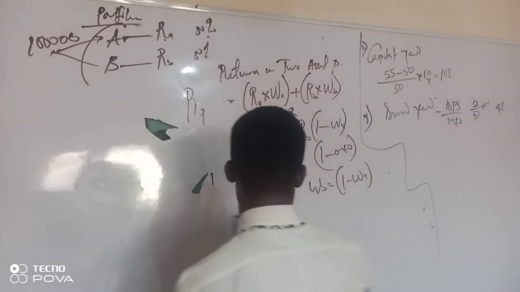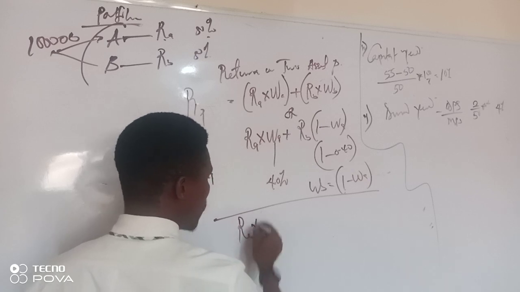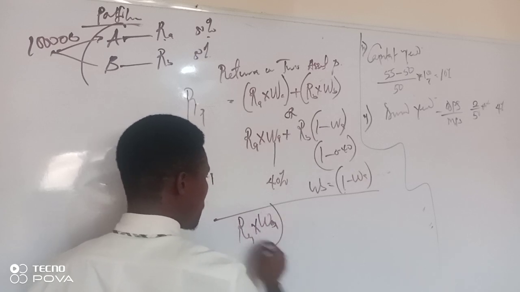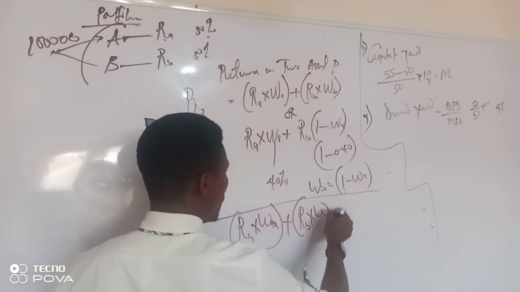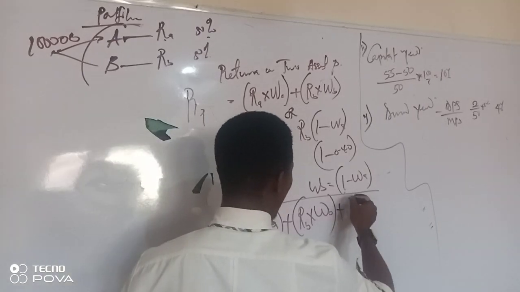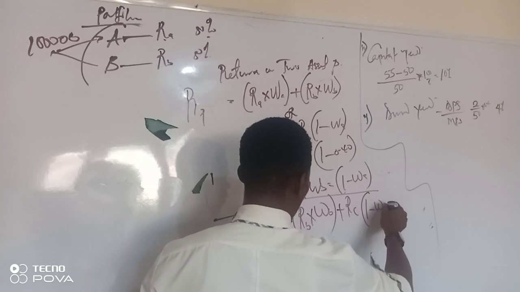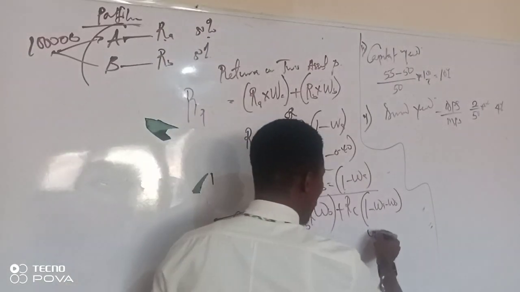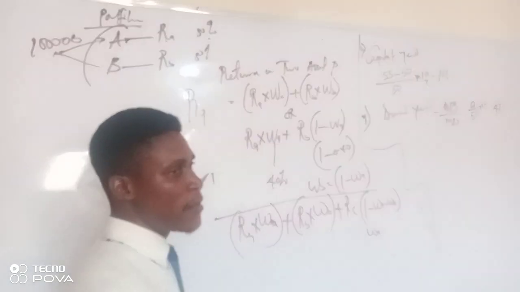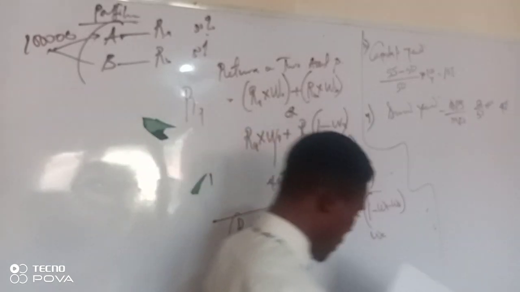If you have a 3 asset portfolio, it is return on A times weight of A, plus return of B times weight of B, then plus return on C into bracket 1 minus weight of A minus the weight of B. If you know the third one, that will be the weight of C, the same thing. With everything you have, you know the 2 and you can derive the 3. It depends on the question.